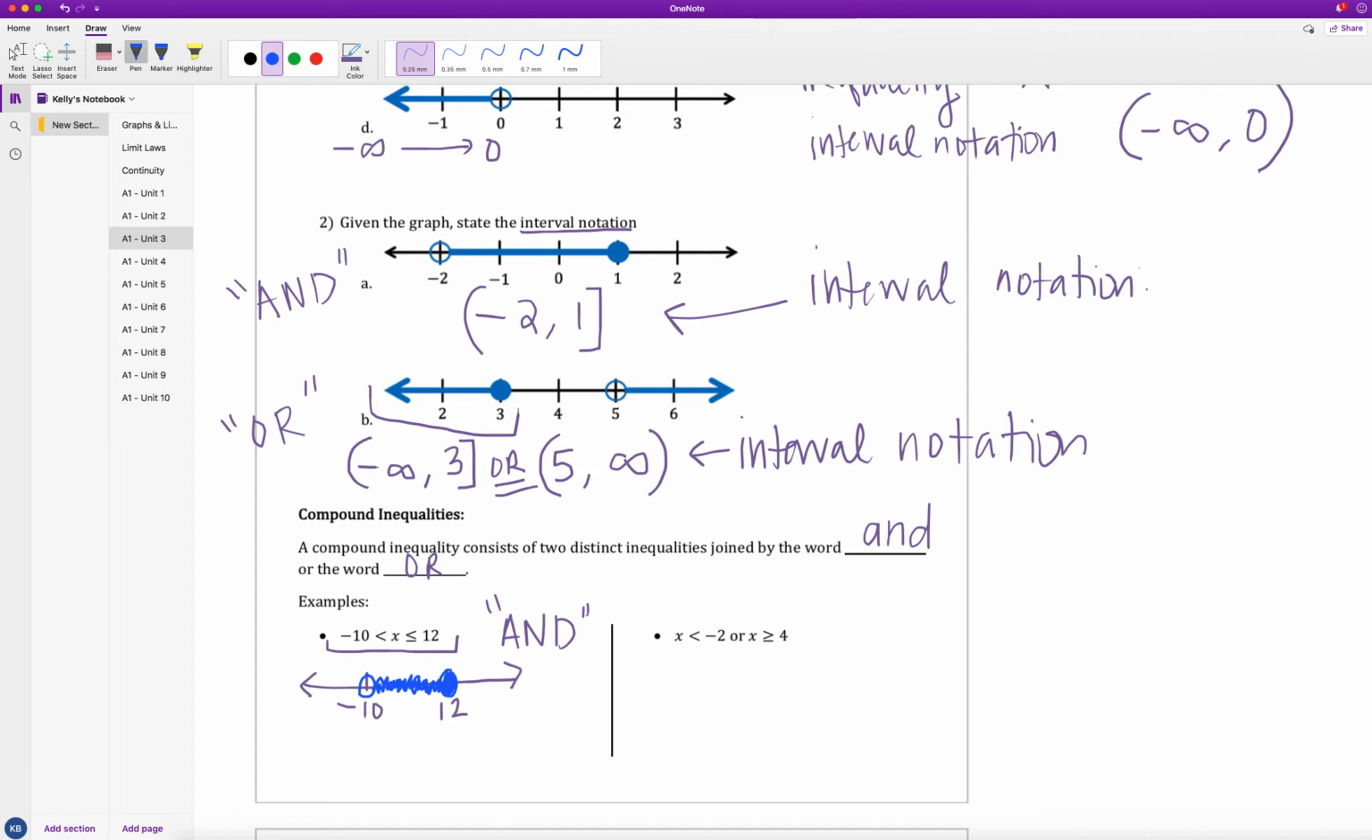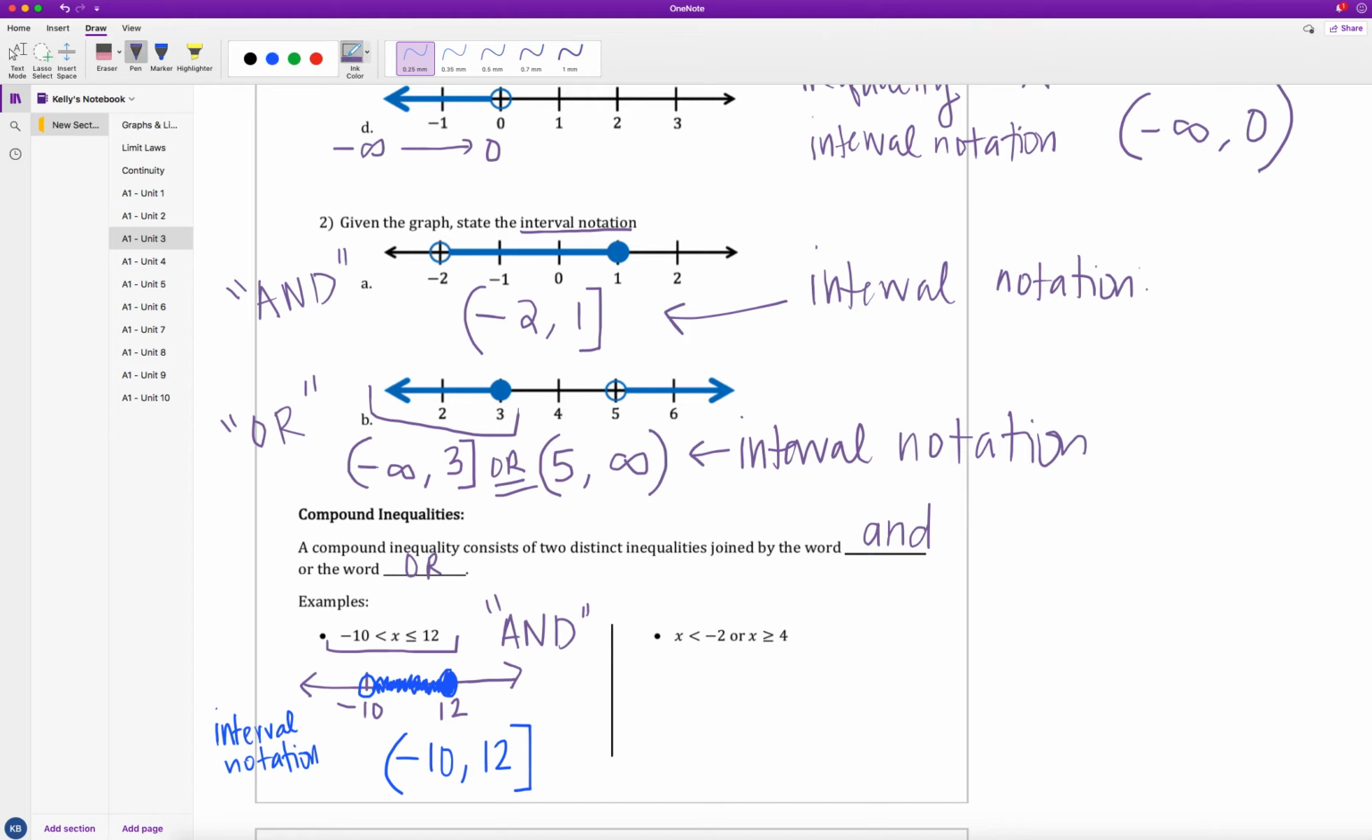Why don't you pause the video and write down what the interval notation would look like? Okay, so let's check our interval notation. Our interval notation will go from -10 to 12, with a parenthesis at -10 because of the open circle and a bracket at 12 because of the closed circle. That is an example of an AND compound inequality.